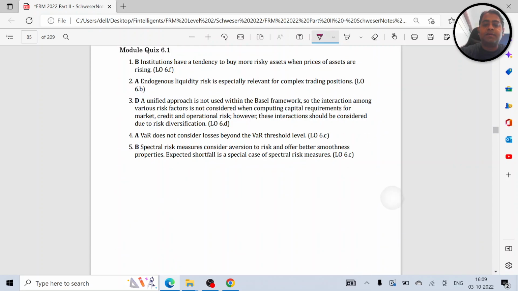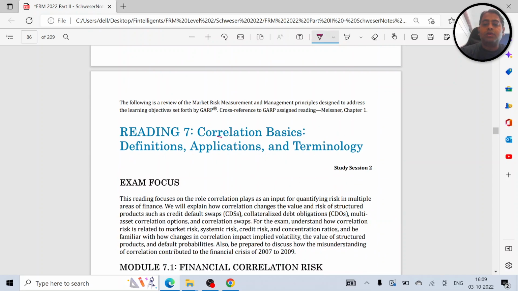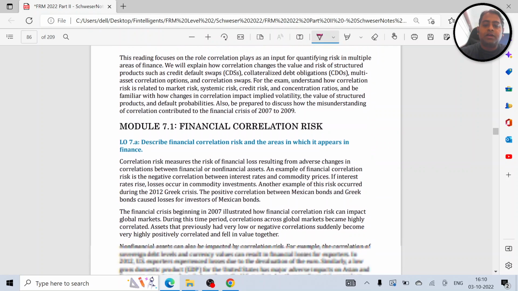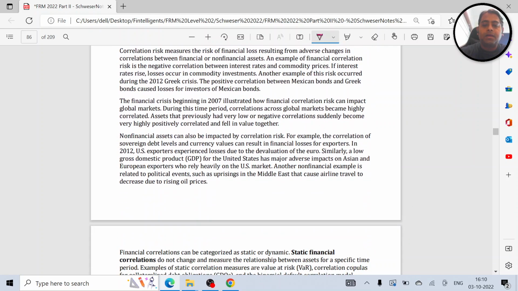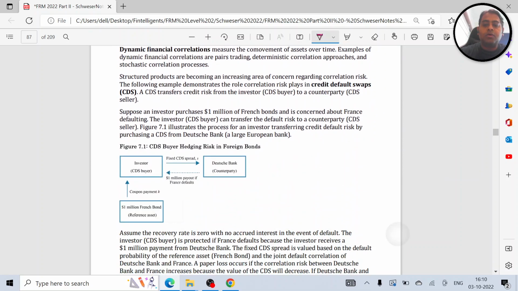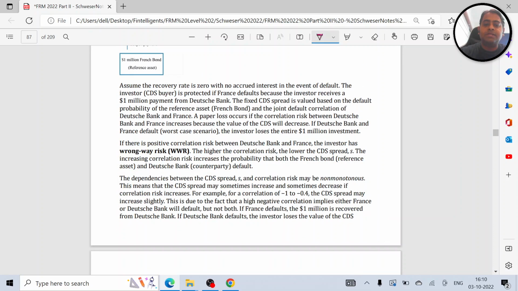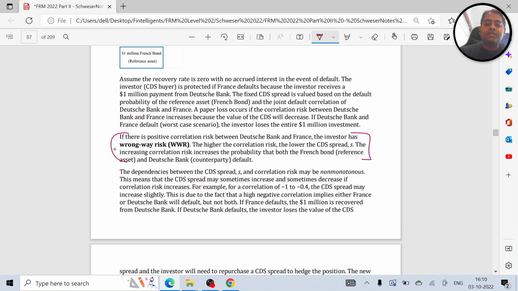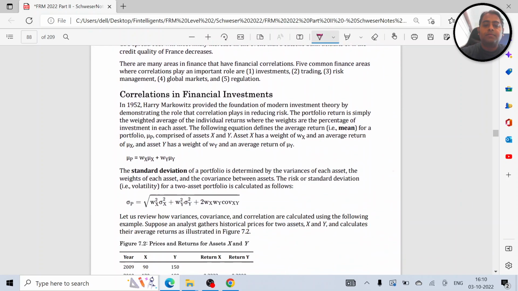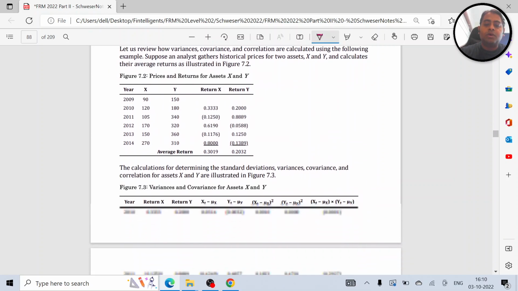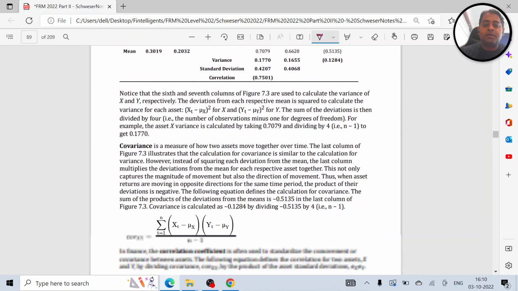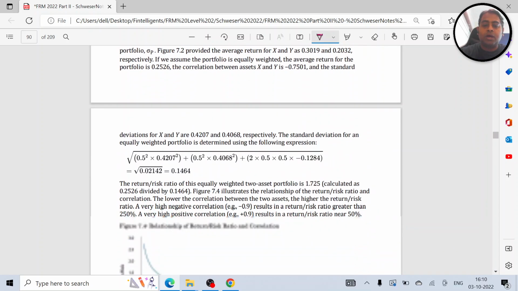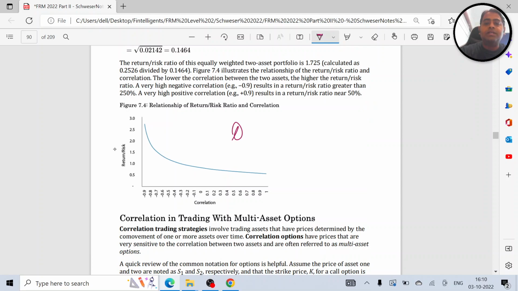Let us move towards the next chapter, which is correlation. Okay, there are a few chapters which are connected to correlation in the entire curriculum. This is one of them. Static and dynamic correlation. CDS is very basic. Read the wrong way risk concept. Basic correlation calculation not so important. A repeat of what you have already seen in level 1. Should read this part.